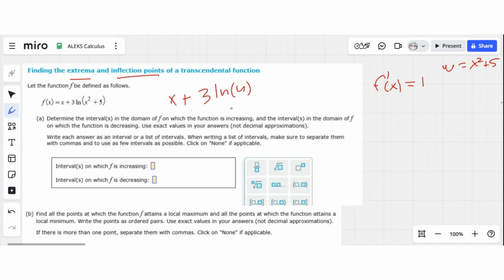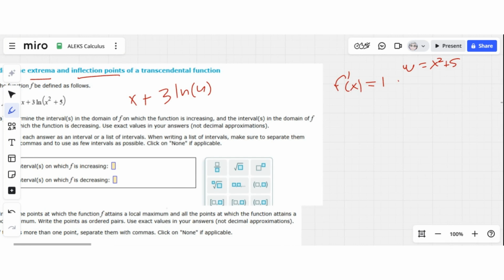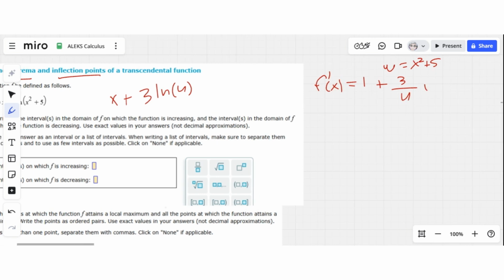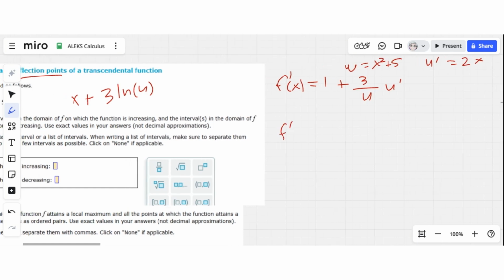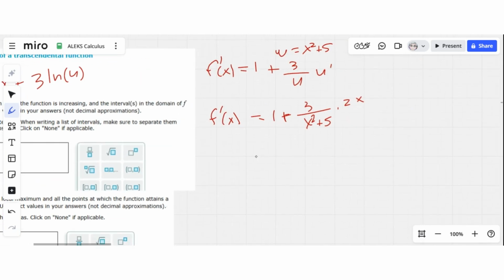Now, when we take the derivative of the natural log of u, it's going to be 1 over u. That 3 is going to stay on top. So we're going to have a 3 on top of the fraction and a u on the bottom, and then we have to multiply it by u prime. So the derivative of u is just 2x, that 5 disappears. So we can fill all this out. f prime of x equals 1 plus 3 over, and let's put u back in here, x squared plus 5, and then times 2x. Okay, so we have 1 plus, multiplying here, 6x over x squared plus 5.